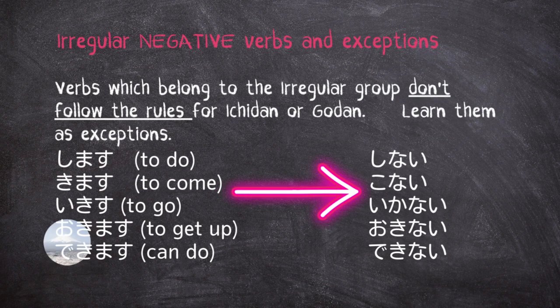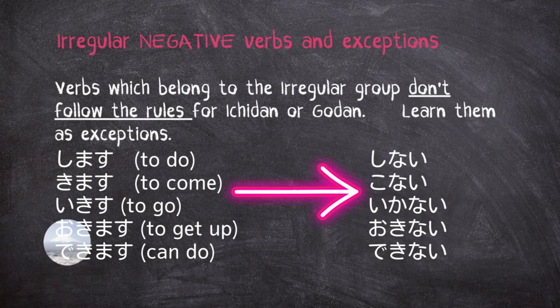Irregular negative verbs and some exceptions in the plain negative form. These are verbs which belong to the irregular group that don't follow the rules of ichidan or godan verbs. We do need to be very careful with these and learn them as exceptions. Shimasu becomes shinai.